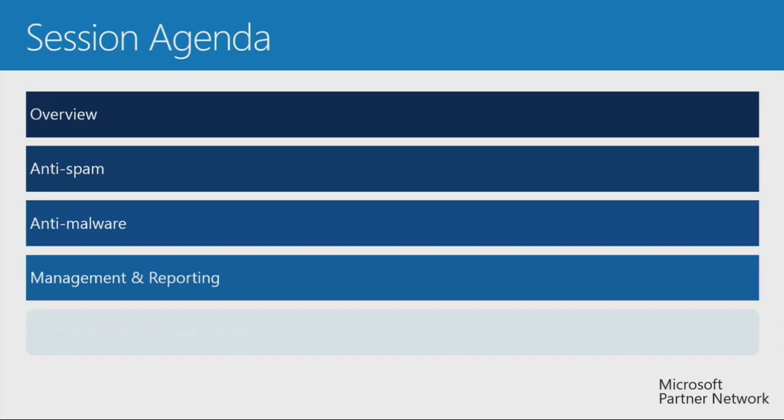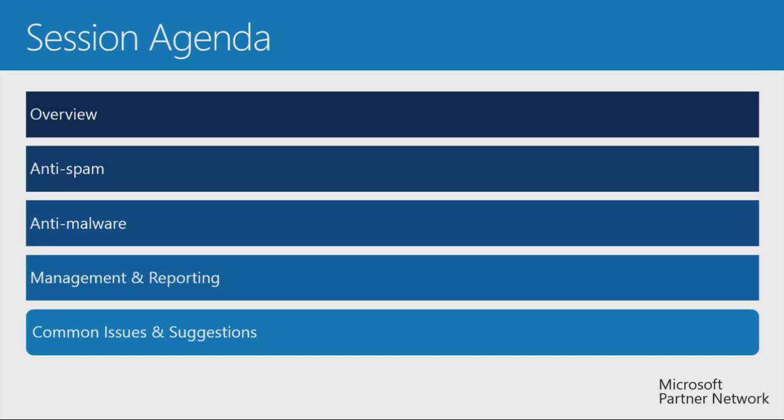So, today, as we said, we will talk about Exchange Online Protection, and in particular we will talk about these topics in front of you. We will cover a short introduction about the product, then the anti-spam, the anti-malware, and some information about management and reporting. In the last part of the training, we will talk about some common issues and suggestions about how to use the product and how to solve the most common issues with the suite. So let's start with the introduction about Exchange Online Protection.